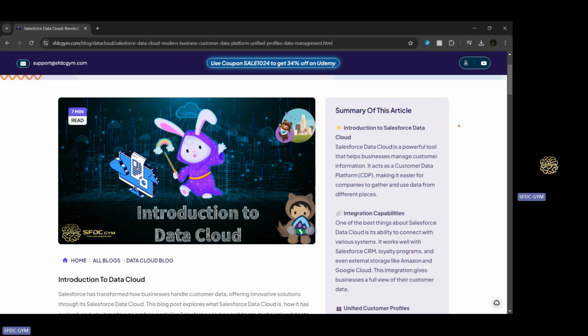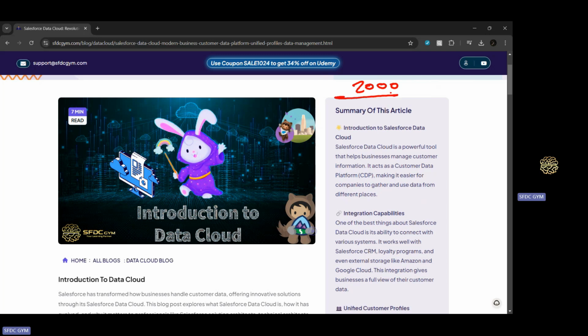Before we try to understand what Salesforce Data Cloud actually is, let's understand the need for the Salesforce Data Cloud platform. Why is Salesforce investing so much into this platform? To understand this, let's go back to the year 2000, when Salesforce was getting so popular.